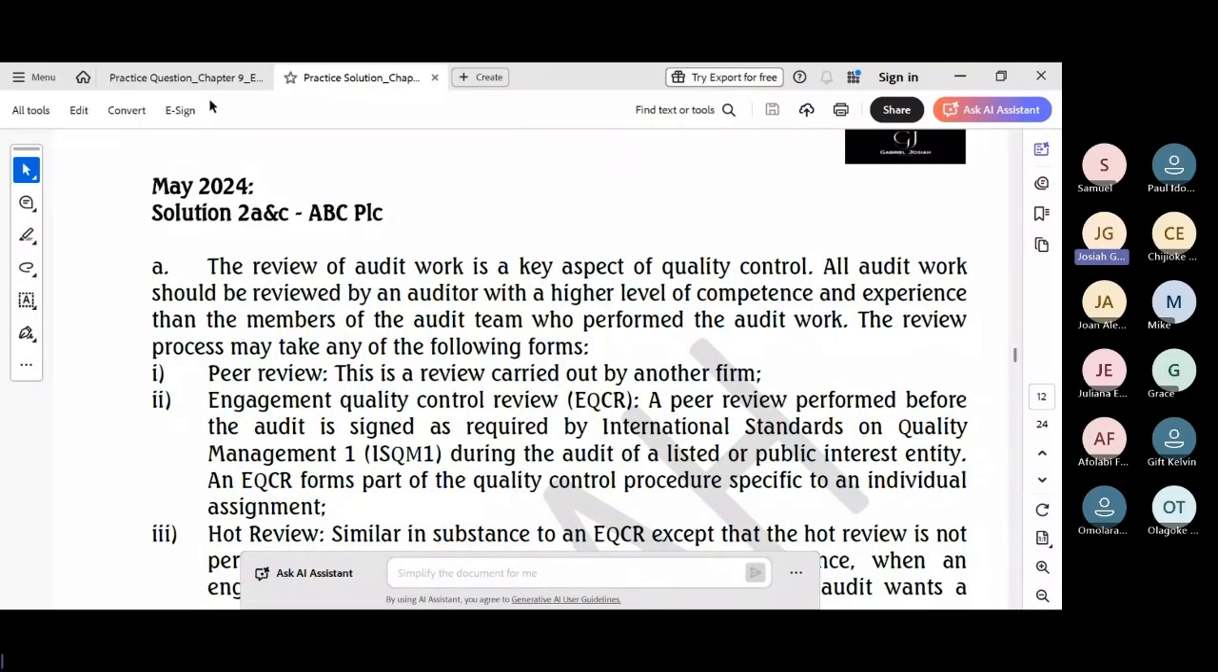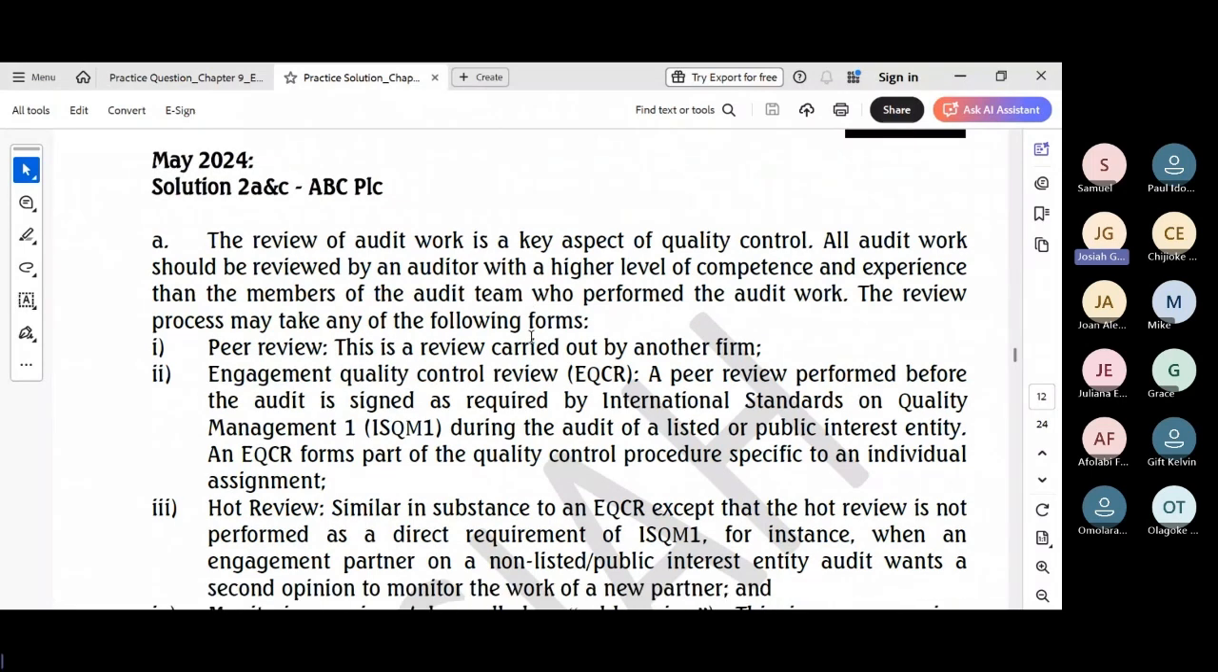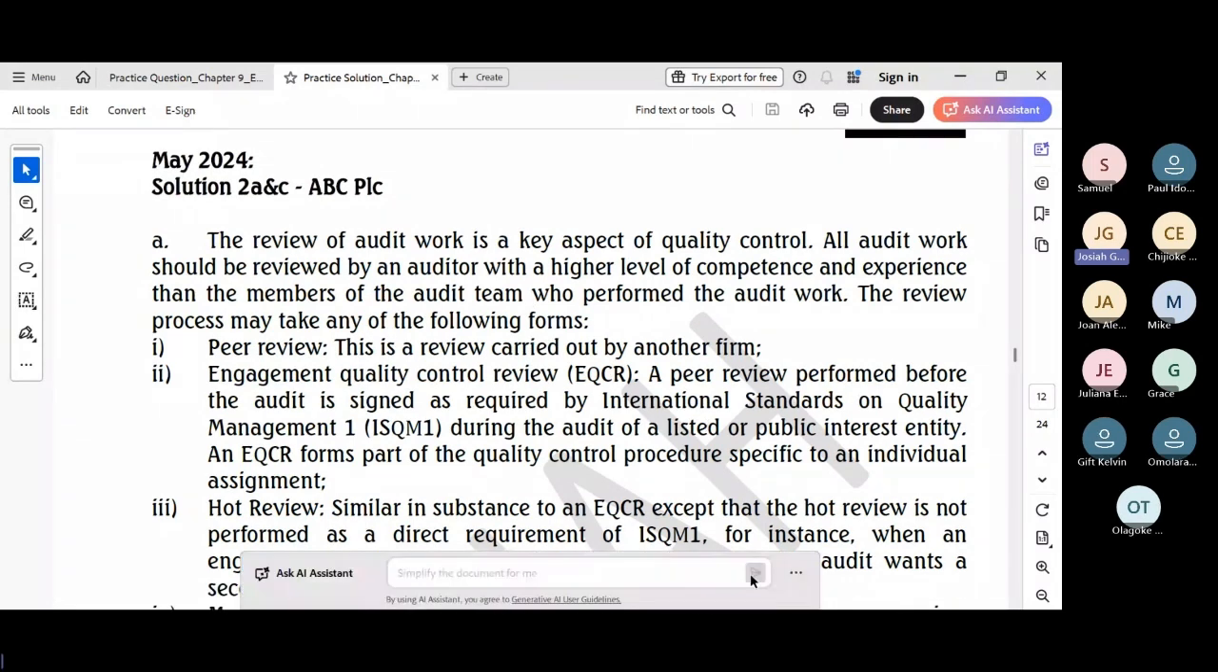So the two prompts: evaluate, then number 2, advise. On the first prompt, evaluation, what do we write on the 2A part in evaluating different types of audit review? And there's a whopping 10 marks. So what do you write? Clearly define the objective of audit review. List and briefly explain at least 4 types of review and provide the 3 main purposes and scope. So number 1 is to identify, then speak about the purpose and the scope.